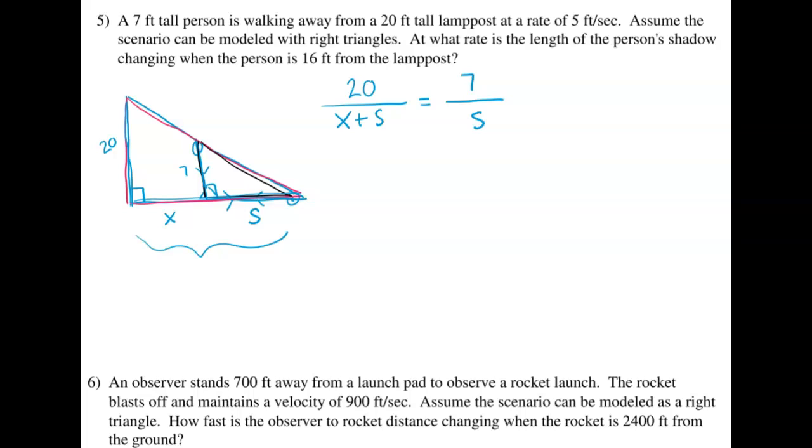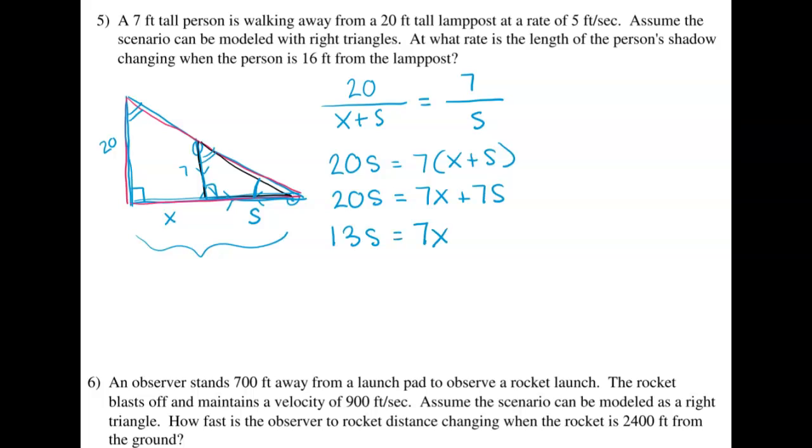And they're similar because basically all the angles will be the same, because I know this angle's in both, and they both have a right angle, so this angle up here will also have to be the same. But don't worry too much about that, just know that this is how you set up the problems, but that's why it works. So now if we cross multiply, we have 20 times s equals 7 times x plus s. So 20s equals 7x plus 7s. Subtract 7s. So now 13s equals 7x. So now we differentiate because that's the most simple form of our equation.